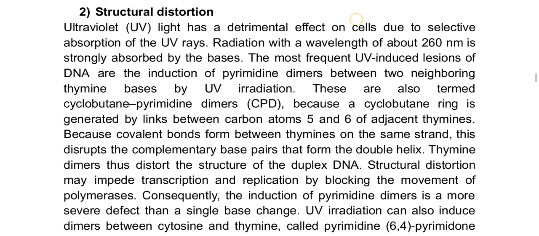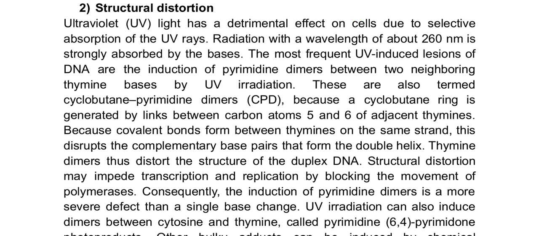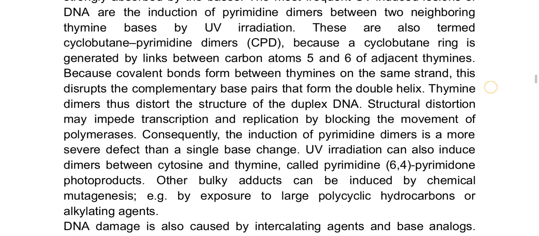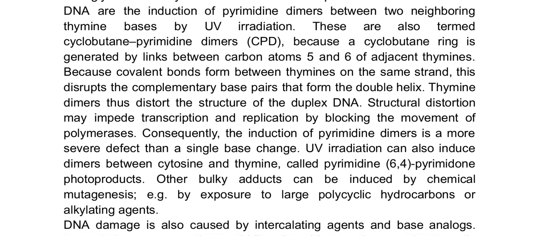Then structural distortion. Ultraviolet light has a detrimental effect on cells due to selective absorption of the UV rays. Radiation with a wavelength of about 260 nm is strongly absorbed by the bases. The most frequent UV-induced lesions of DNA are the induction of pyrimidine dimers between two neighboring thymine bases by UV radiation. These are also termed cyclobutane pyrimidine dimers because a cyclobutane ring is generated by links between carbon atoms 5 and 6 of adjacent thymines.